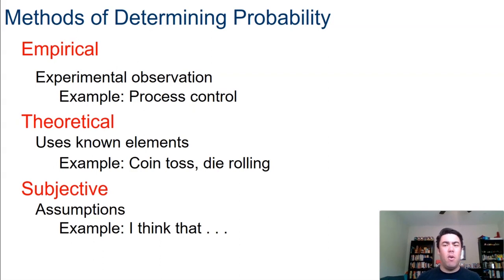In practice, engineers will often blend these approaches. For instance, engineers will assume that each one of the widgets produced at a factory has the same unknown chance of failure, then make observations to determine the likelihood of failure.